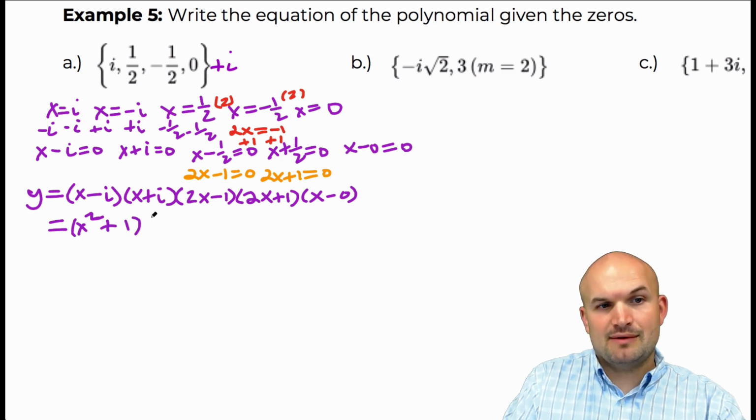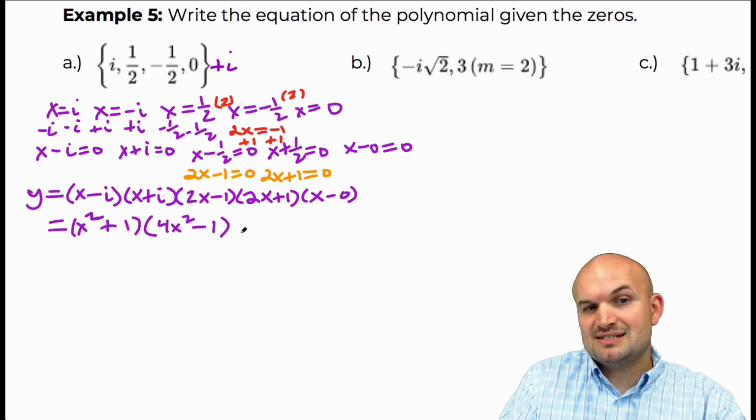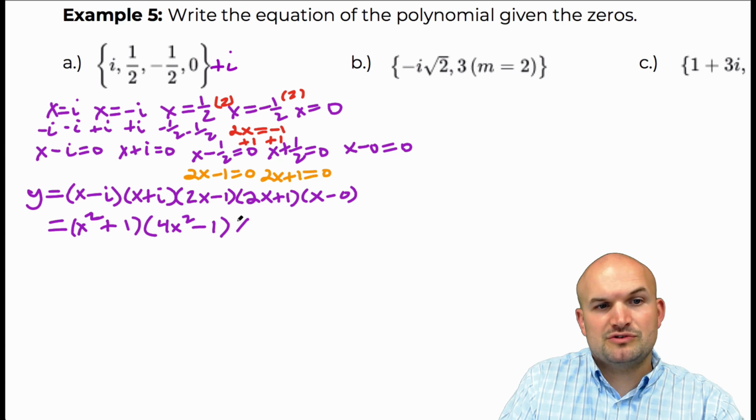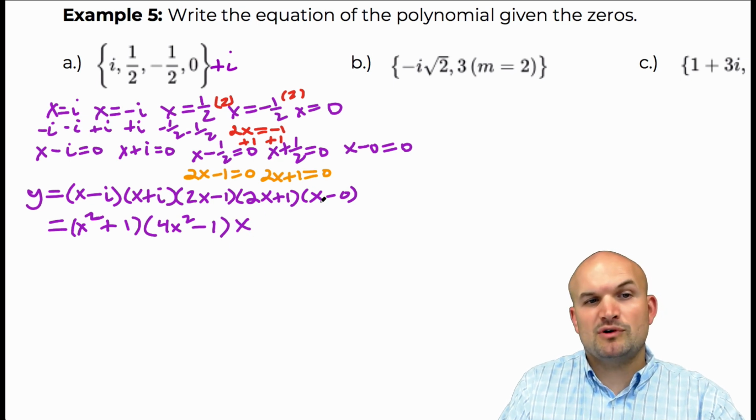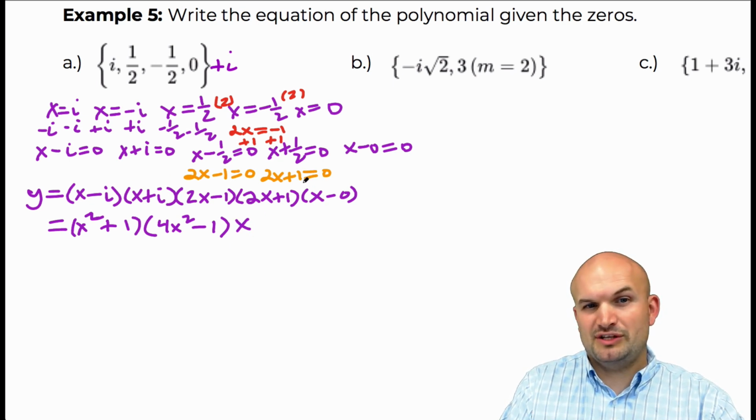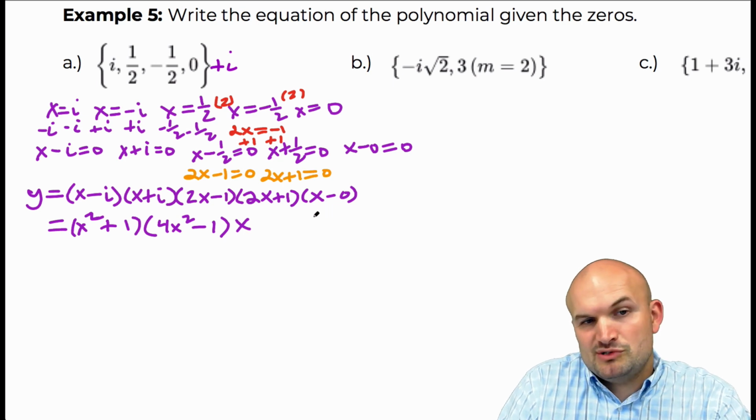In this case, we're going to multiply 2x times 2x, which is not 2x, it's going to be 4x squared. And negative 1 times positive 1 gives a minus 1. And then we have x times 0. The only reason I wrote that out was to show that these all have linear factorizations, but x minus 0 is just x.